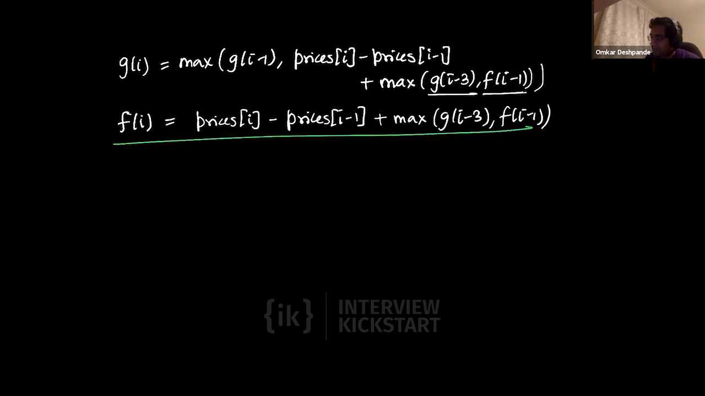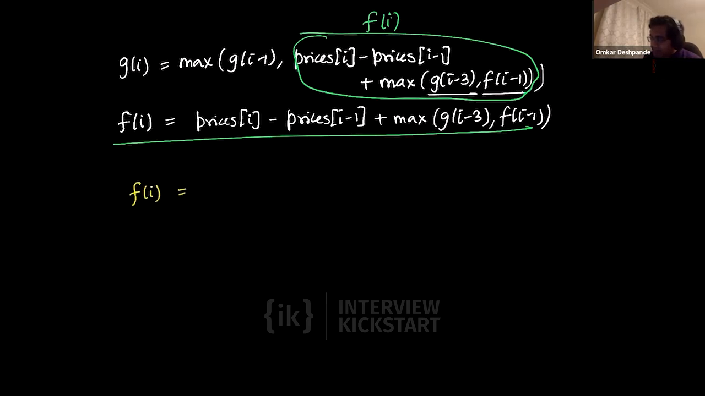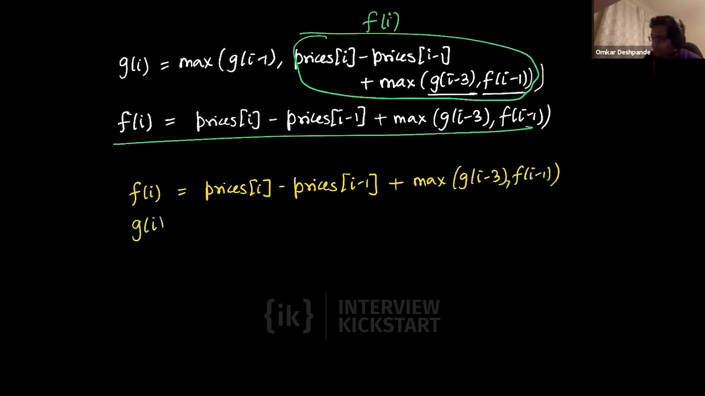So this basically is the same as this, and so we can write the two recurrences as f of I is the delta in the price plus max of these two, and g of I is the max of g of I minus 1 and f of I. This is what needs to be translated into code.